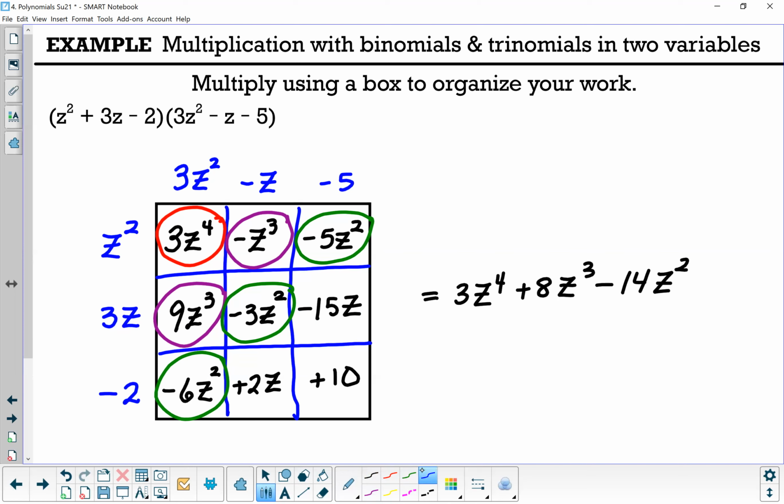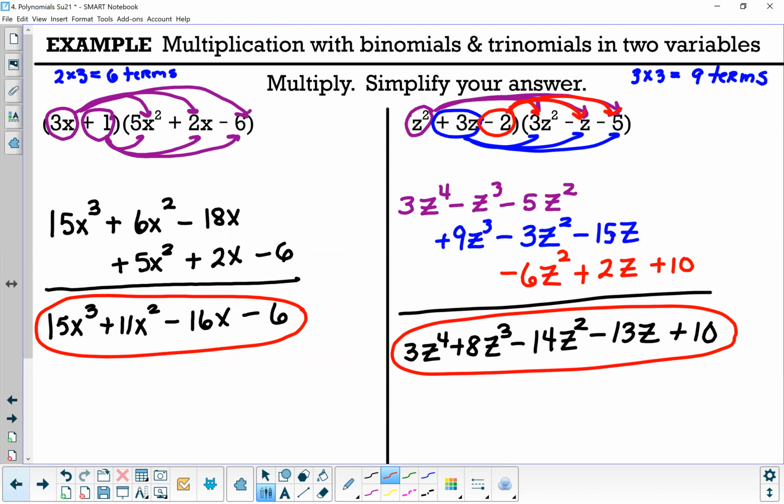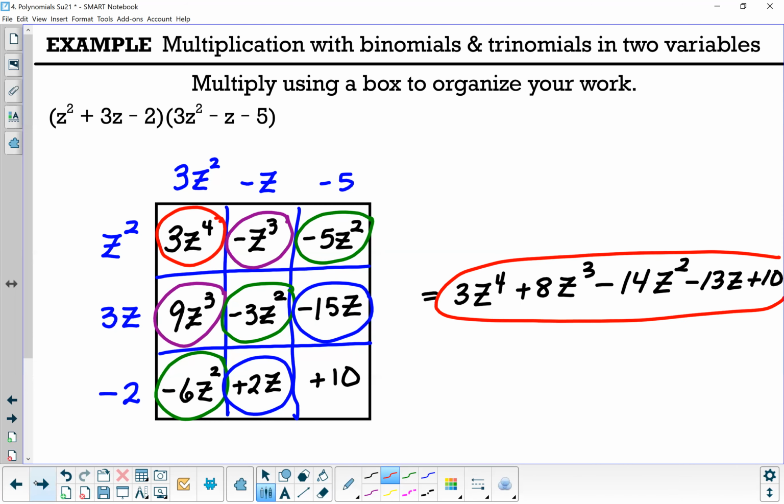All right, and then we have the minus 15z and the plus 2z. So that gives us minus 13z. And then plus 10. And that should match our previous result. Right, that's what we had before. And that's what we had using the box method.